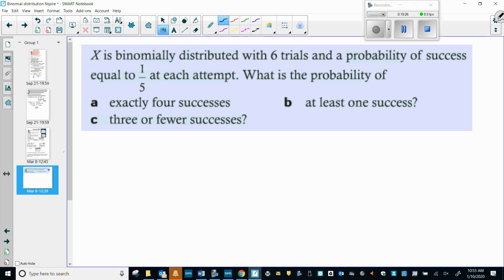X is binomially distributed with 6 trials, and the probability of success is 1/5 on each attempt. What's the probability of exactly 4 successes? So we're using our calculator screen.